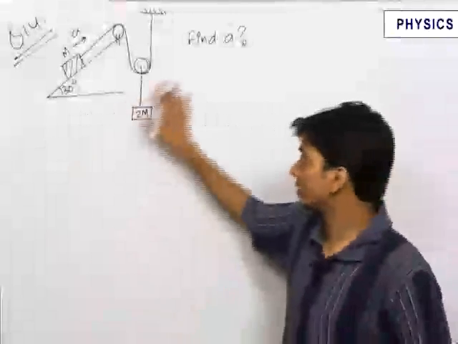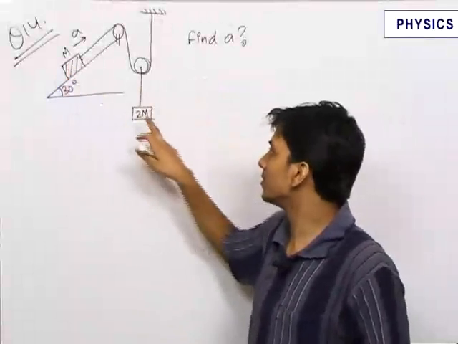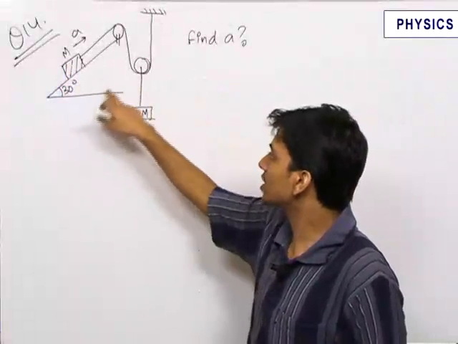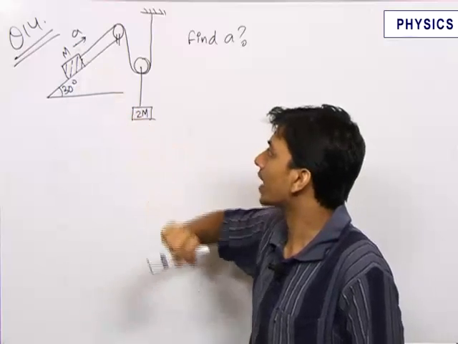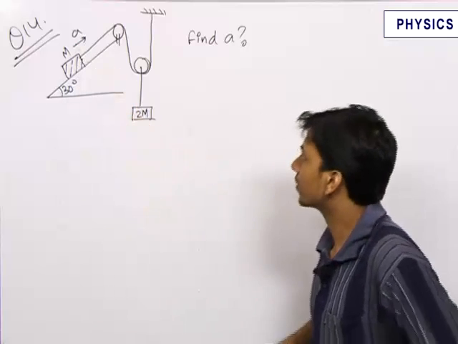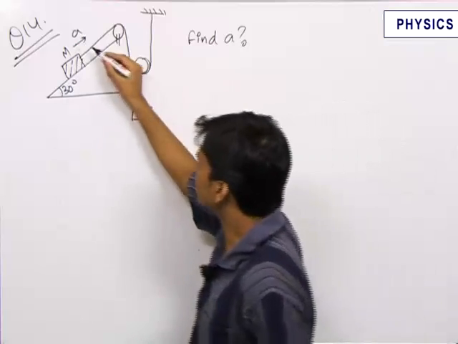So we have another system of mass, wedge and pulleys. This is mass m, this is mass 2m, and we have a system of pulleys and a wedge of inclination 30 degrees, and we need to find out the acceleration of the block of mass m. Now for finding out the acceleration of block of mass m, we first mark the tensions.